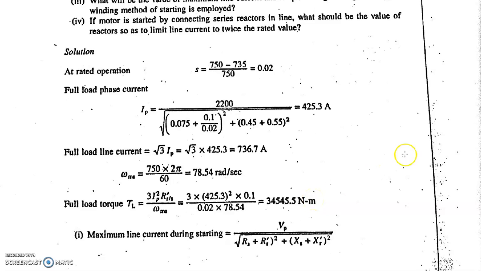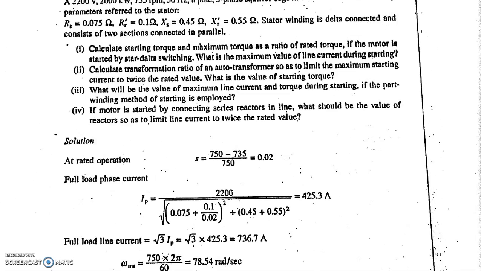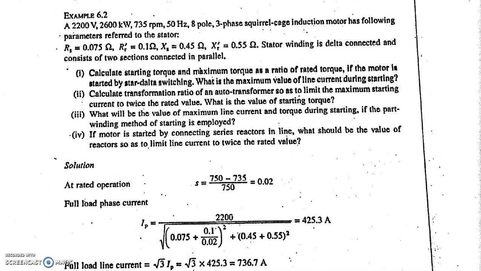Now the first part of the question: calculate the starting torque and maximum torque as a ratio of rated torque, and the maximum line current during starting, if star-delta switching is used.